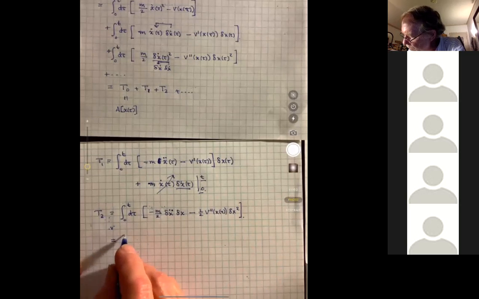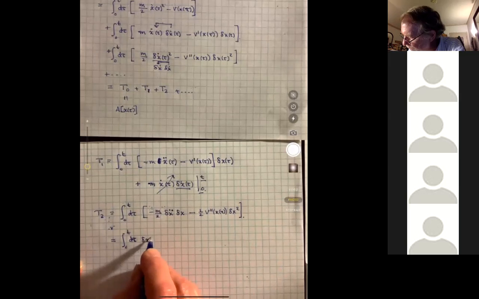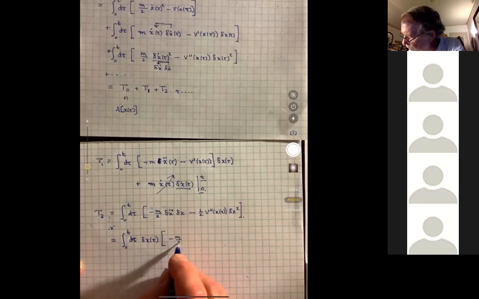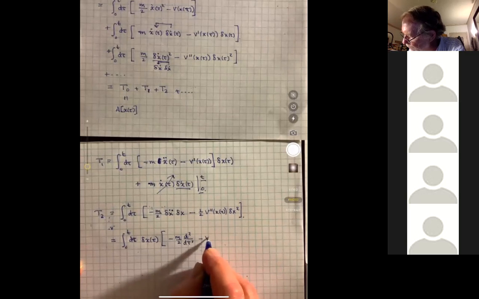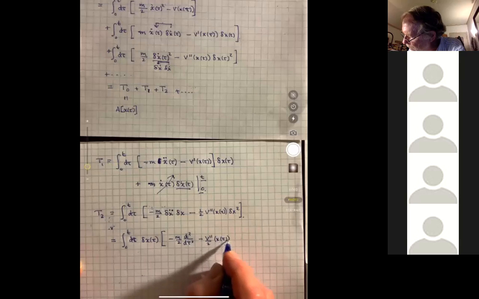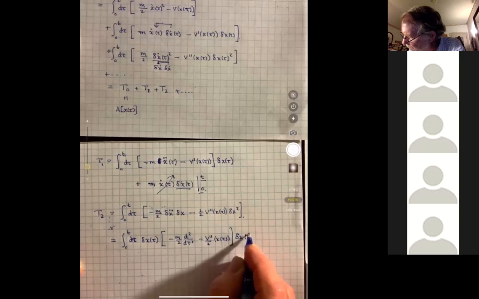And let me write this in a different way, 0 to t d tau, delta x of tau on one side. The operator in the middle I'll write as m over 2 d squared d tau squared, and then minus V double prime over 2 of x of tau. And then this delta x of tau on the other side, like this.